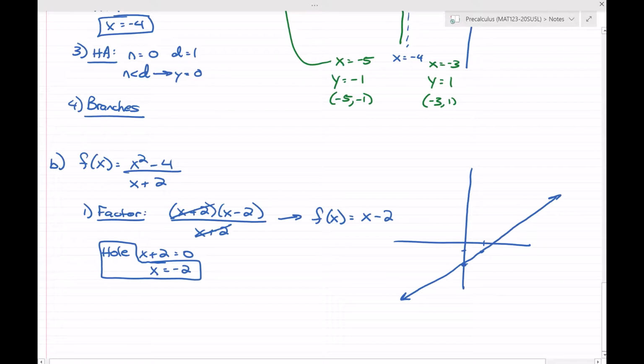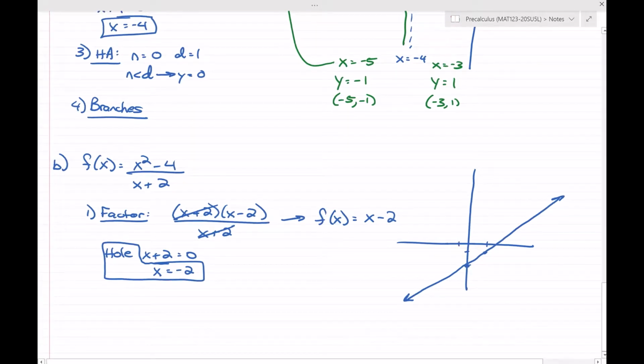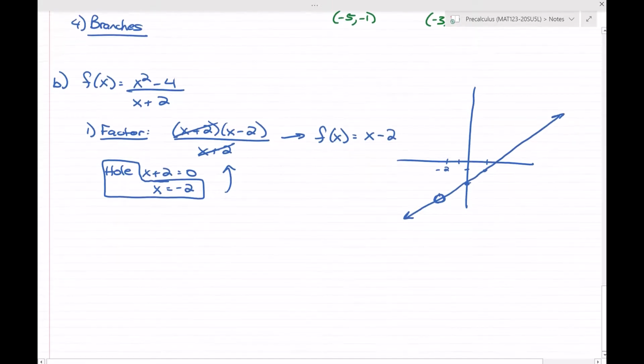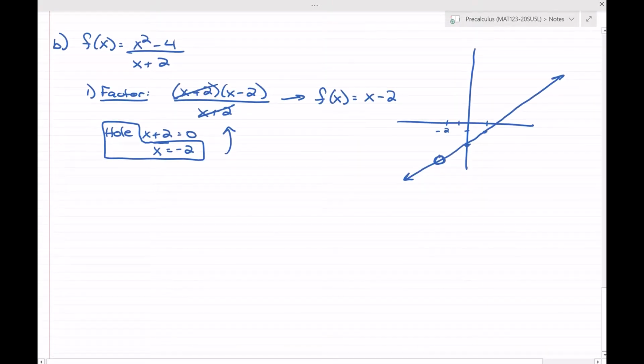There's no vertical asymptote. There's no denominator. But we do have a hole when x is negative 2. So I'm going to go to negative 2 and go down to the graph there. And we're going to put a circle there. We can't let x be negative 2 because that would give us a divide by 0 error. That's it. That's all the graph is. You only have asymptotes and branches if you wind up keeping the x in the denominator.